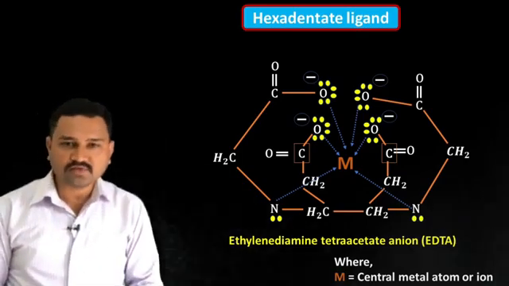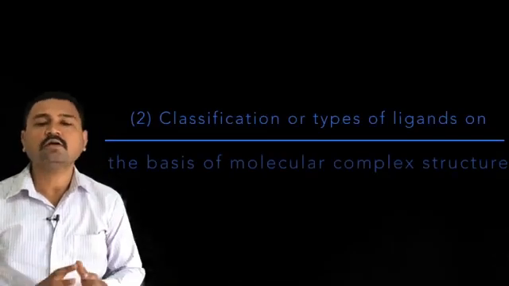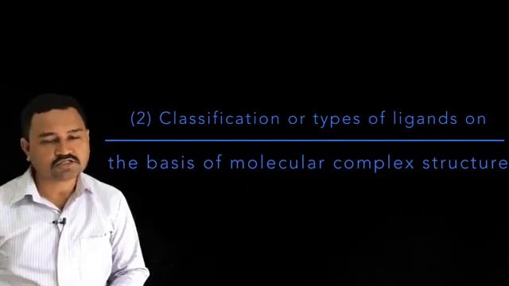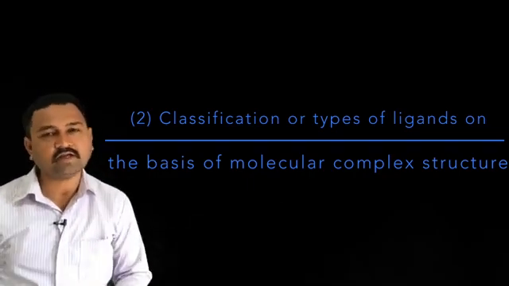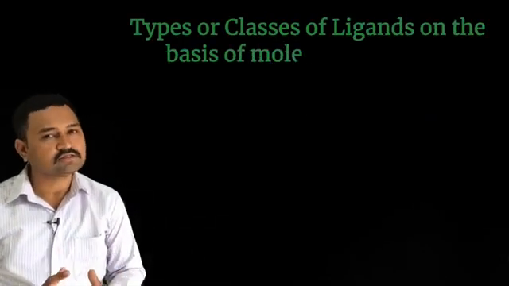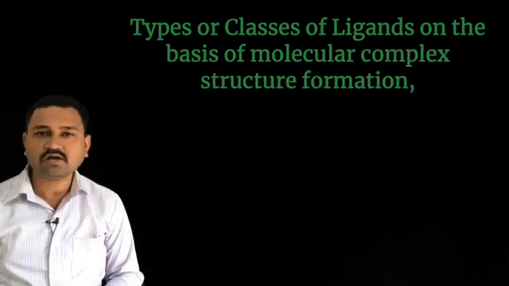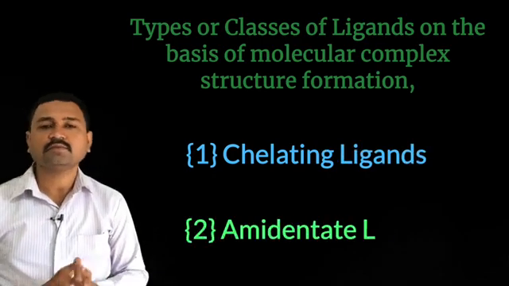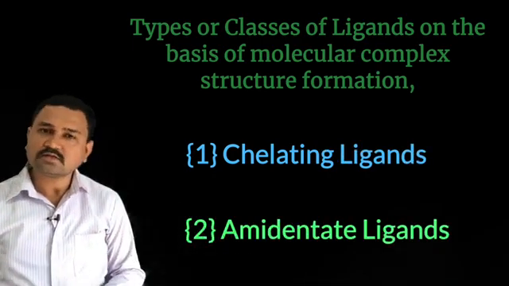So in this classification we have studied the different types or classes of ligands on the basis of the number of donor atoms attaching to the central metal ion. Now let us consider the second classification, the types of ligands on the basis of the molecular complex structure when the ligands are attached to the central metal atom or ion. In this classification the ligands are classified into two types: the chelating ligands, and the second type, the ambidentate ligands.